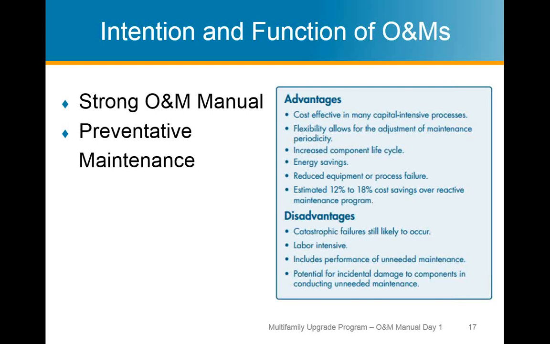And you can even try to quantify it if you look sort of nationally across all building classes. We look at 12 to 18% cost savings when executing an effective preventive maintenance program rather than a reactive maintenance program. And how do you do that? Through the O&M manual. That's really the backbone document making such a practice possible.